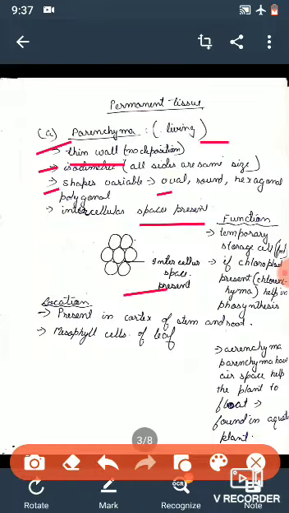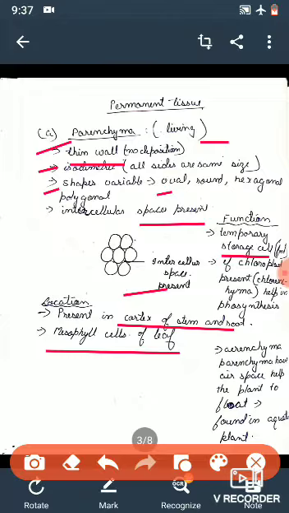So this parenchyma cells are present in the cortex of the stem and the root, as well as in the mesophyll cells of the leaf. The function of this parenchyma tissue is that they help in the temporary storage of food. They act as a storage cell and help in the storage of food.